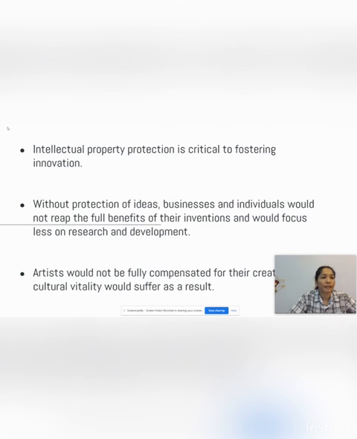Conclusion. Intellectual property can serve as a strategic resource for organizations. Intellectual property protection is critical to fostering innovation. Without protection of ideas, businesses and individuals will not reap the full benefit of their invention and will focus less on research and development. And third bullet, artists will not be fully compensated for their creation and cultural vitality will suffer as a result.